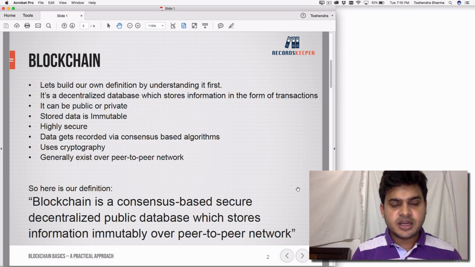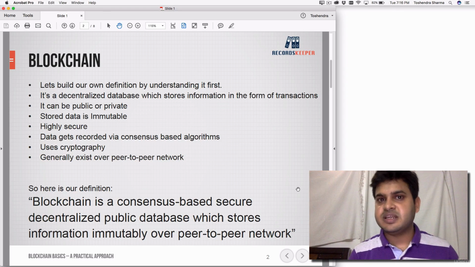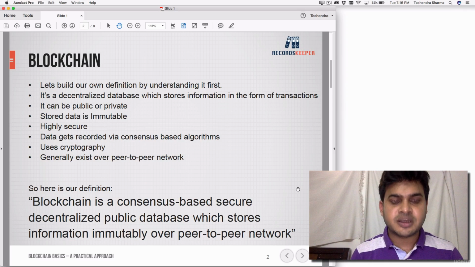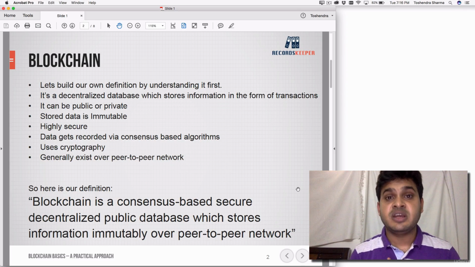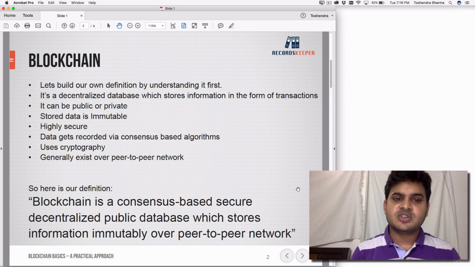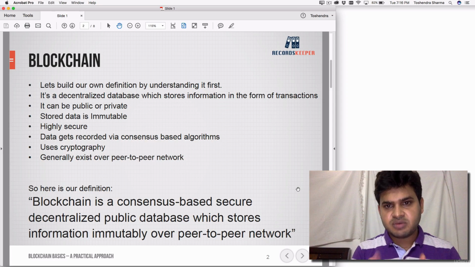It uses cryptography, which is a method of encrypting data in such a format that it cannot be read or understood very easily by someone unless they are the owner or have the key. So that's cryptography. Blockchain uses cryptography very heavily, and generally it exists over a peer-to-peer network. What is a peer-to-peer network? In this lecture only, we'll see it in the upcoming slides.